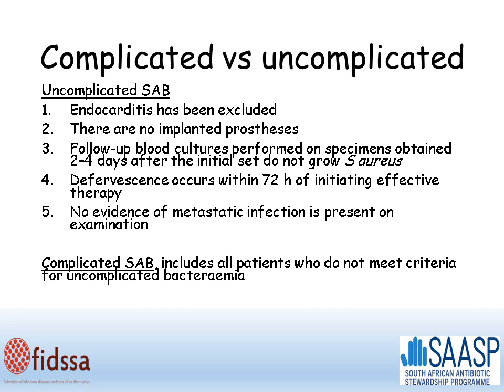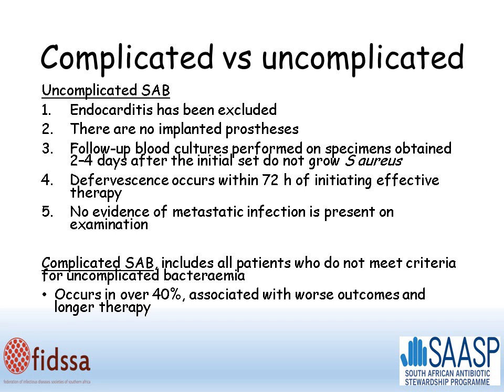Complicated SAB is all patients who do not meet the criteria for uncomplicated Staph bacteremia, i.e. they have one of the 5 things listed above. This occurs in over 40% of cases and is associated with worse outcomes and requires a longer duration of therapy.